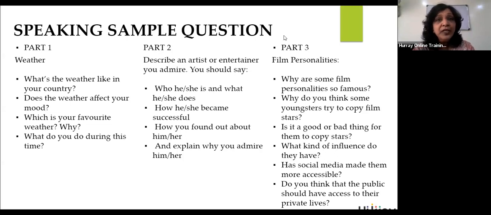What kind of influence do they have? They means the film personalities. What kind of influence do they have on a person? Has social media made them more accessible? You can give your opinion on that. And you can also give your opinion on, do you think that the public should have access to their private lives? So again, you note there's no correct answer, no wrong answer. It's all about what you think and feel.